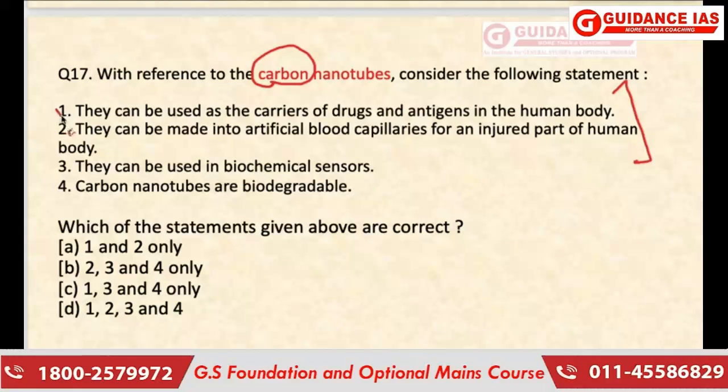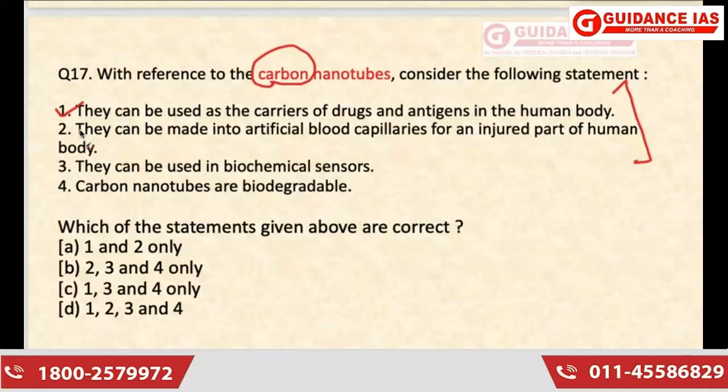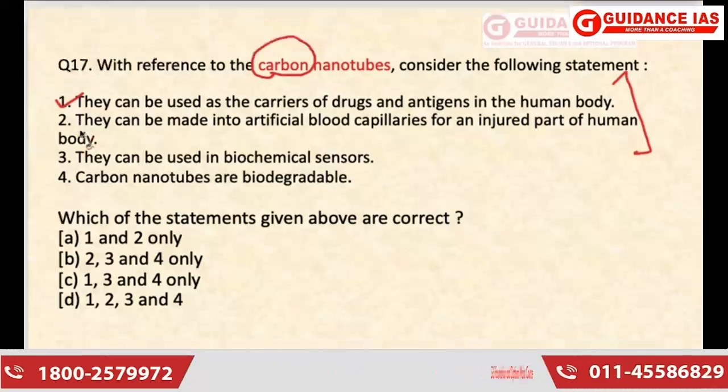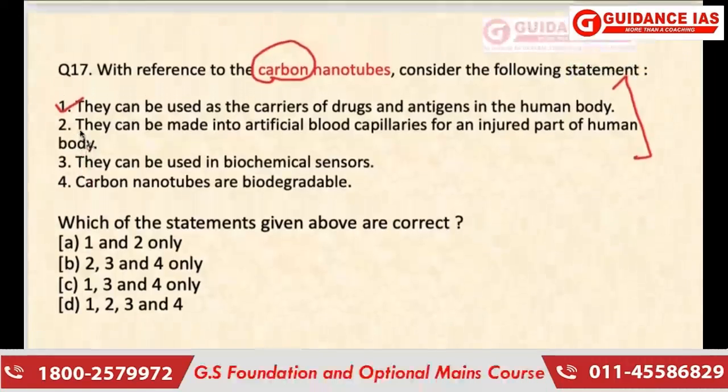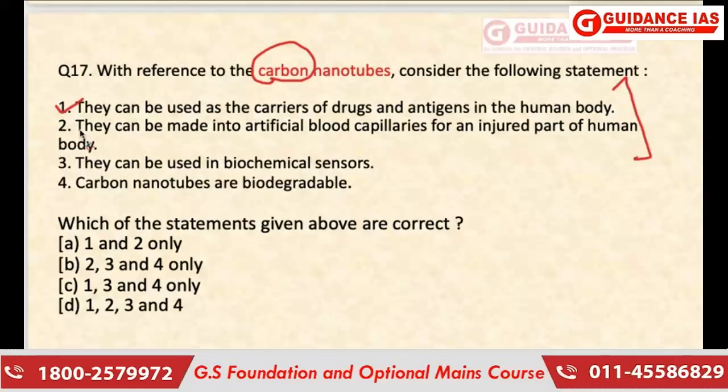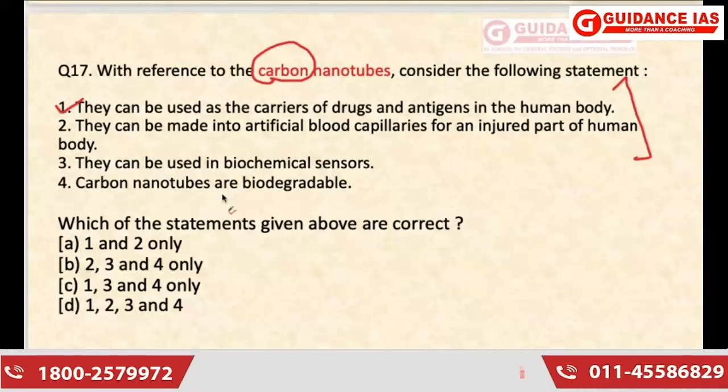Yes, absolutely, we have just read that they are being used quite a lot in medicine these days. They can also be made into artificial blood capillaries for an injured part of the human body. Exactly. They can be used in biochemical sensors. Absolutely right. And the last one is carbon nanotubes are biodegradable. Okay. This could be the one option whose answer you may not know, and you may get confused because of this option.